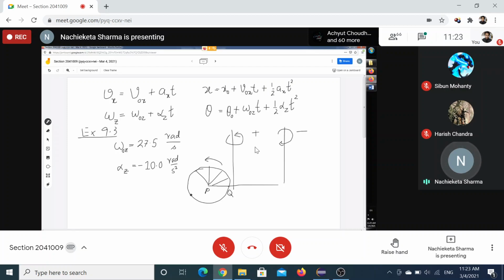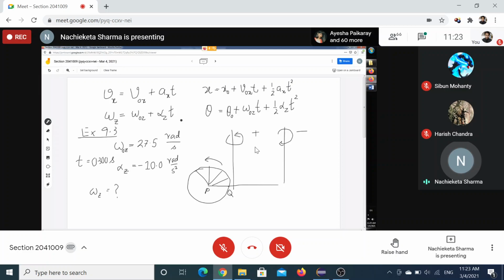Now the question is, what is the disk's angular velocity at t is equal to 0.3 second? So we have to find out omega z. Time is given and we have to find omega z after t is equal to 0.3 second. The time is 0.3 second. As this book has the habit of writing numbers up to 3 significant figures, it is writing 0.300 second.